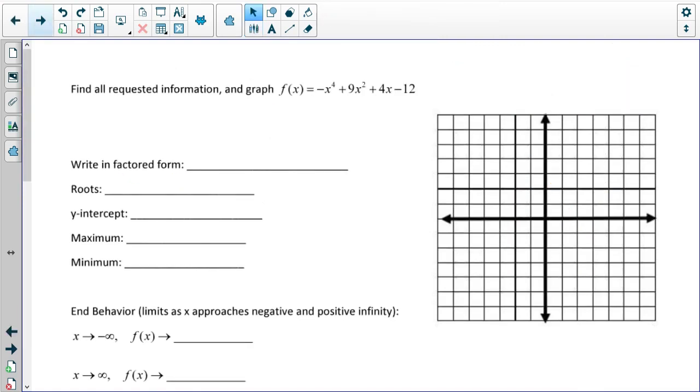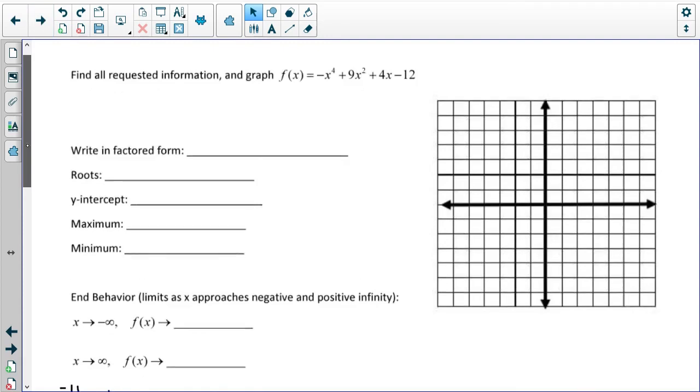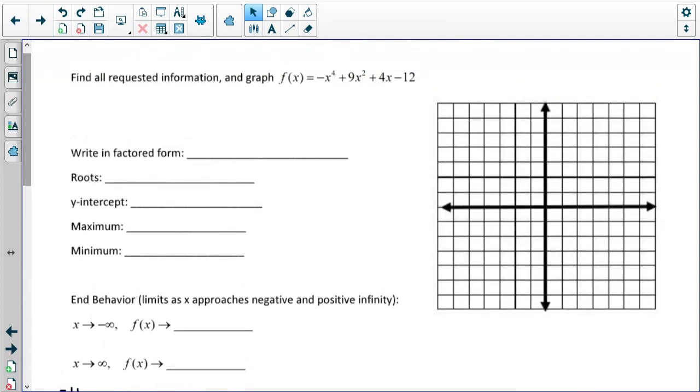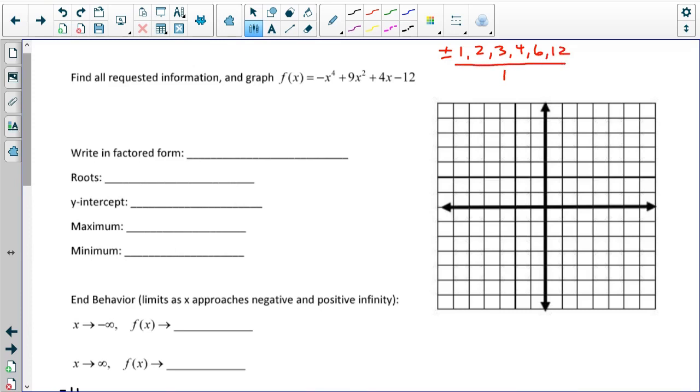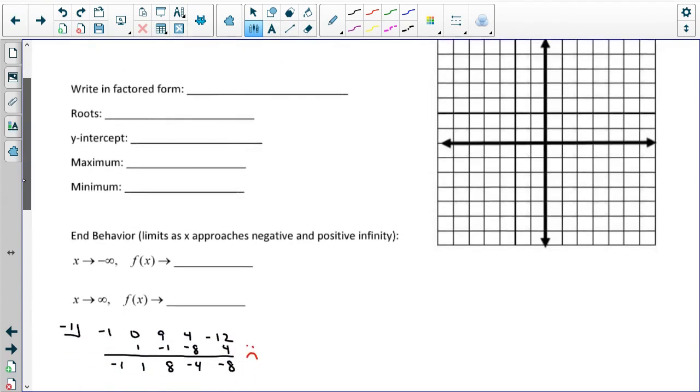Third problem. If I take a look at -x to the fourth plus 9x squared plus 4x minus 12, I can do the rational root theorem once again. So plus or minus 1, 2, 3, 4, 6, and 12 all over 1 are all of my potential roots. I would usually start at 1 and -1, 2 and -2 before I start doing anything big because the synthetic division gets kind of nasty.